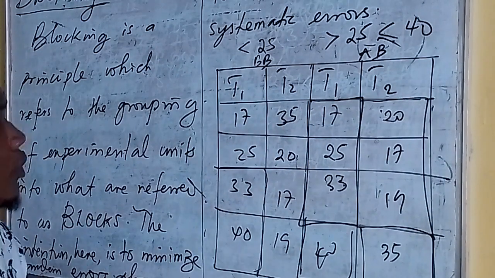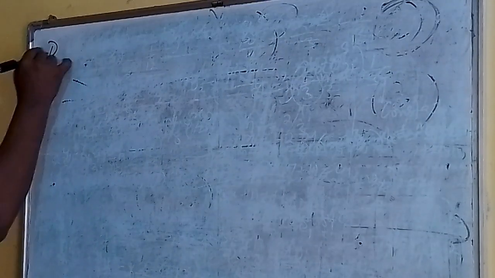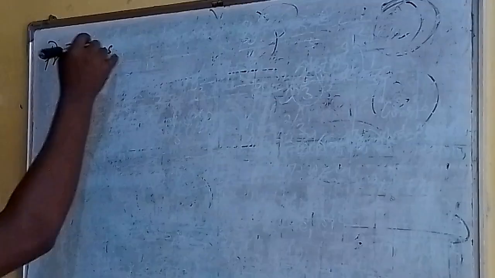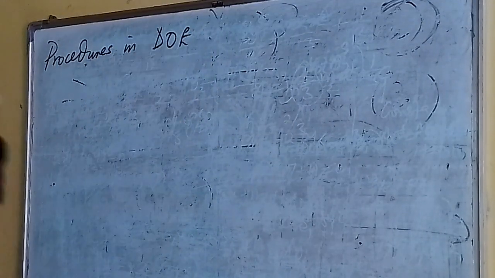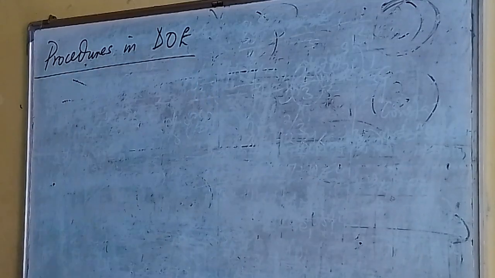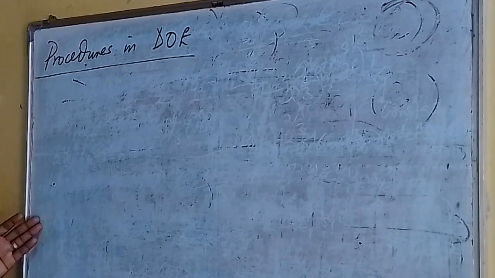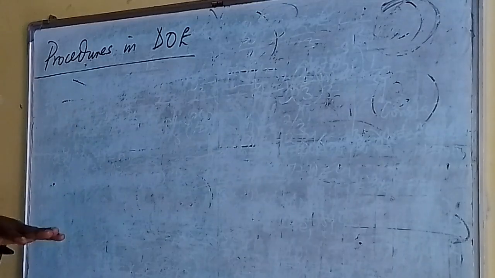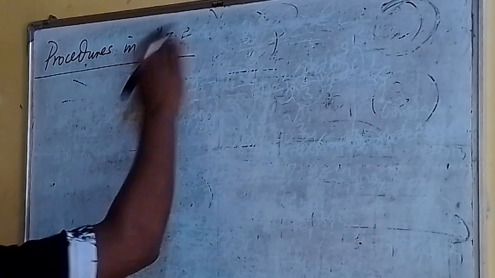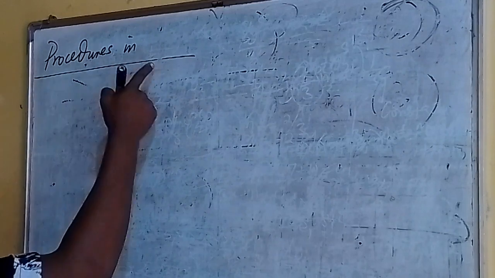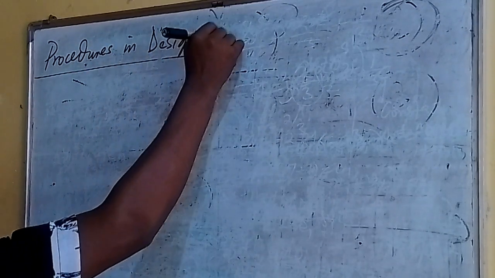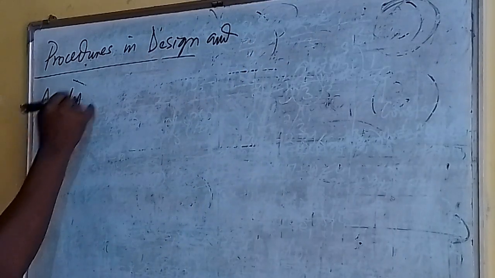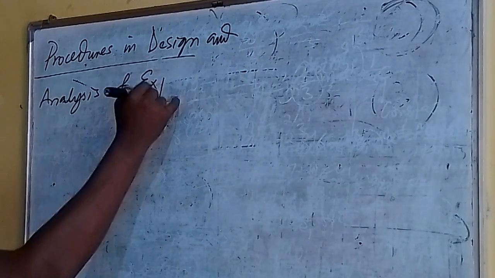Okay, that being said, let's move to the next. I hope everybody understands that. The next thing I want us to consider is the subtopic procedures in DOE. What does DOE mean? DOE means design of experiment. But I'll prefer you put it in full, please, in your own note because of space. Procedures in design and analysis of experiments.